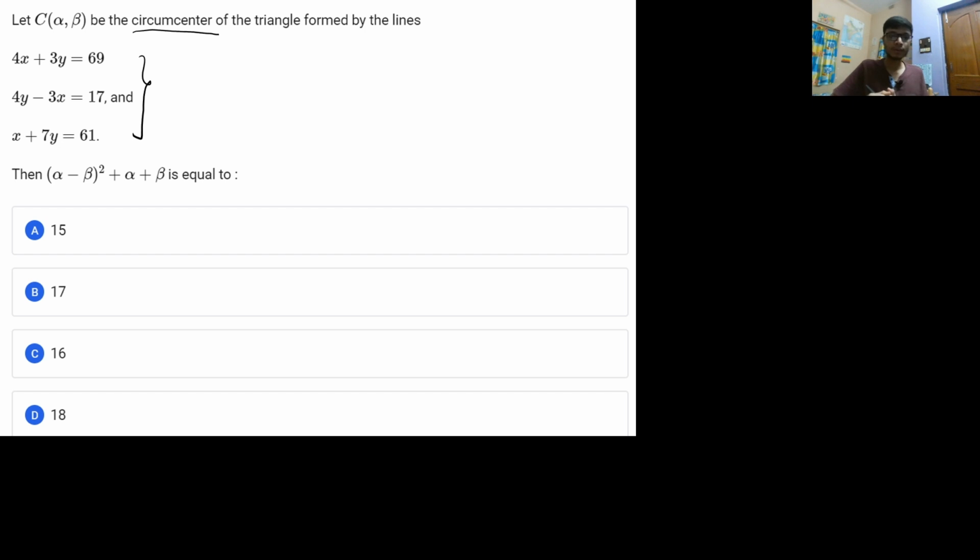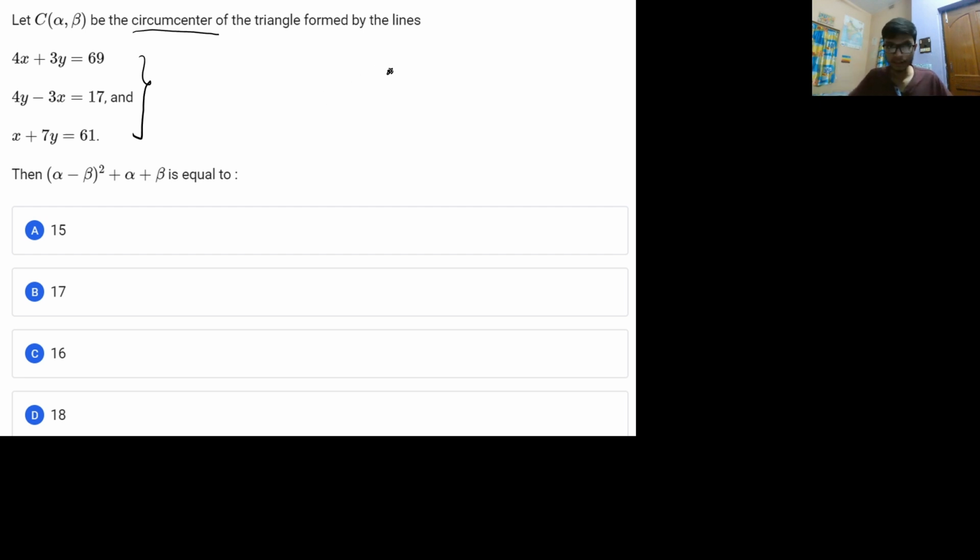Now this question seems like a very lengthy problem, and many students tend to leave this particular problem. Okay. So what I would suggest is, instead of leaving this problem, just try to find out the slopes and try to relate whether any two of these sides are perpendicular to each other or not. Because if the slopes are perpendicular, that is a right angle triangle, and we know that for a right angle triangle, the circumcenter is basically the midpoint of the hypotenuse.